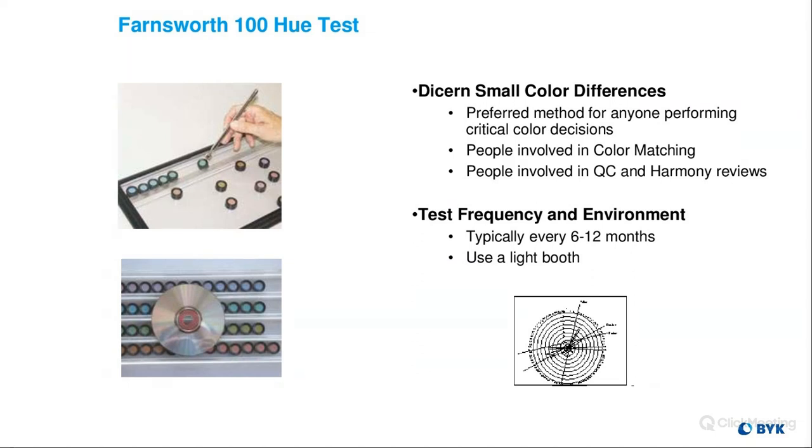All right. And this is one of the other tests, not specifically for color blindness, but this is called the Farnsworth 100 Hue test. It's essentially a test for people that are involved in color matching or QC and harmony reviews. And it's just to get a good understanding of how well they can see color or to practice seeing small differences in colors. Essentially, it's 100 hues that differ very, very slightly. And you have to order them in their differences.